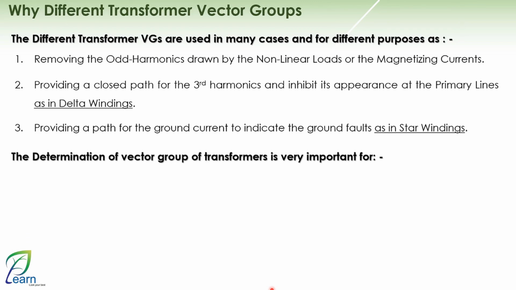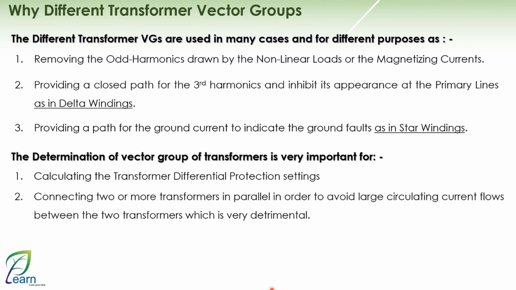So why is it necessary to determine the vector group of transformers? In fact, this helps me in two things. One of them is during the calculation of the final setting for the transformer differential protection. Another thing is when connecting two or more transformers in parallel, and this is to avoid the large circulating current that occurs between the transformers.